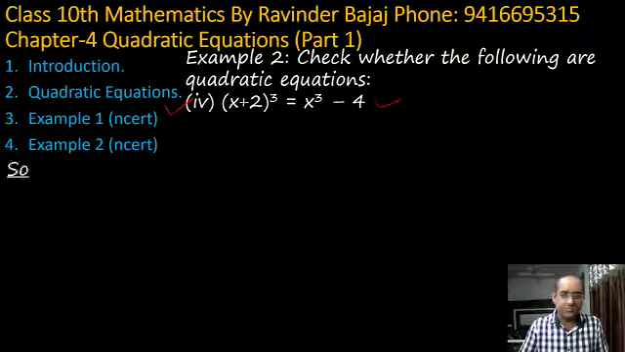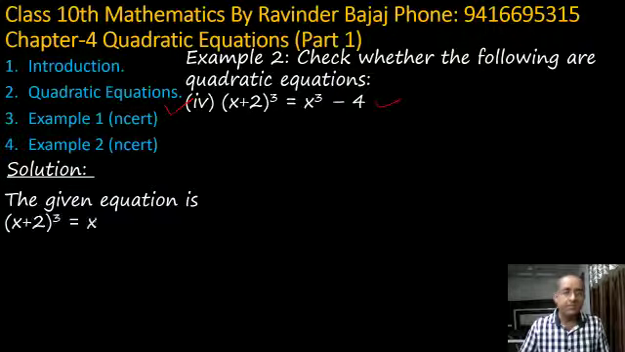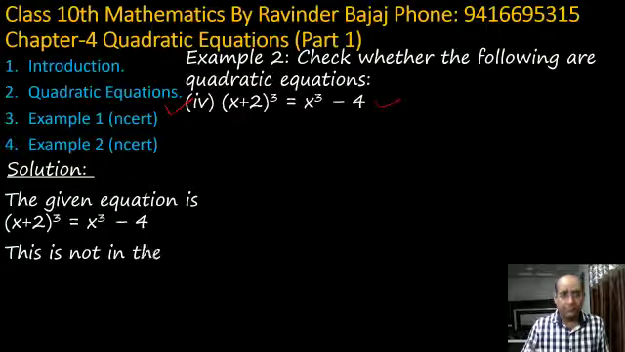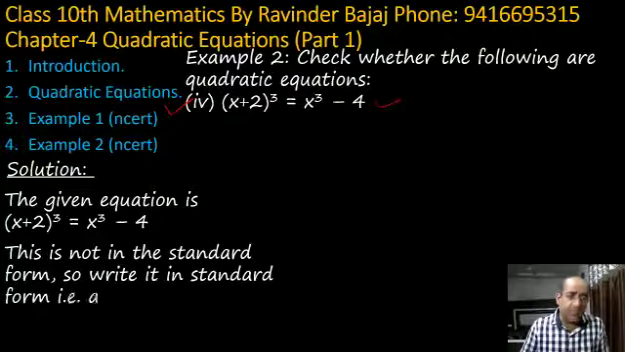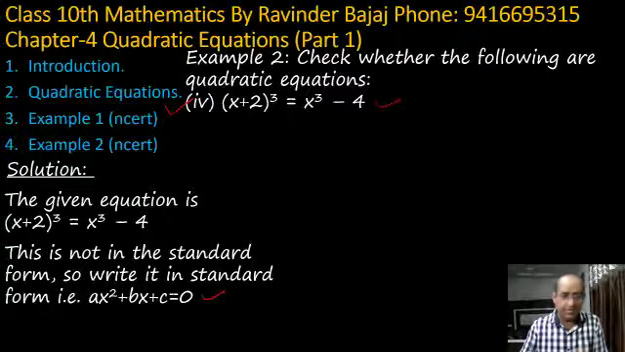Let me write the solution for you. The given equation is x plus 2 whole cube is equal to x cube minus 4. Now you know the identity for a plus b whole cube. So first of all we will write the identity a plus b whole cube to convert it into standard form. And you know the standard form is ax square plus bx plus c. To convert into this standard form, you must know the identity also. What is that identity? I'm writing it for you.